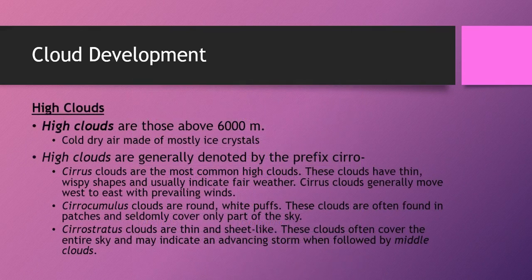So high clouds are those that occur above 6,000 meters or 6 kilometers. And these high clouds are just cold, dry air made mostly of ice crystals. We generally denote high clouds by the prefix cirro. So cirrus clouds are the most common. They have thin, wispy shapes, and they generally indicate fair weather, and they generally move from west to east with the prevailing winds. Cirrocumulus clouds are the puffy cotton ball clouds. They're often found in patches, and they seldom cover more than parts of the sky. And cirrostratus clouds are thin and sheet-like, and they can cover the entire sky and may indicate an advancing storm when they're followed by middle clouds.